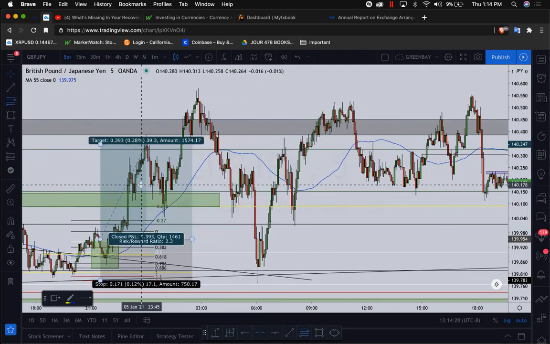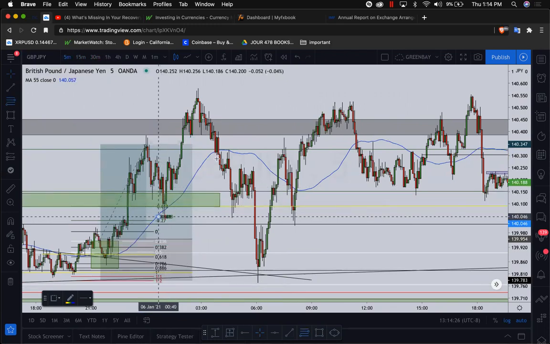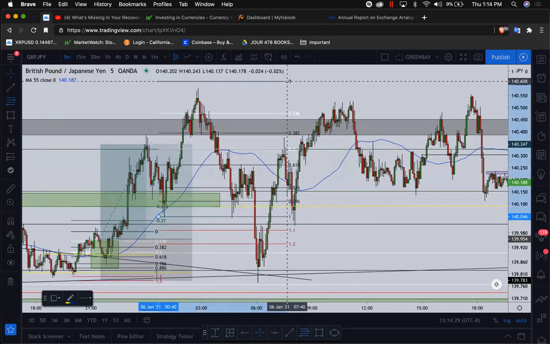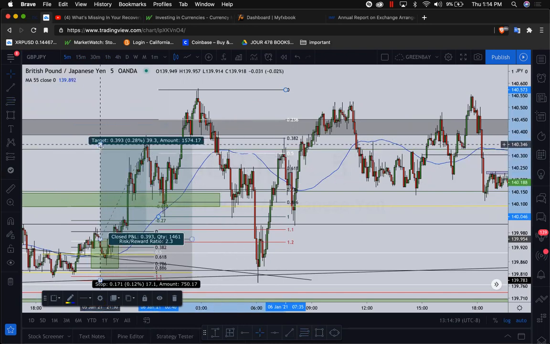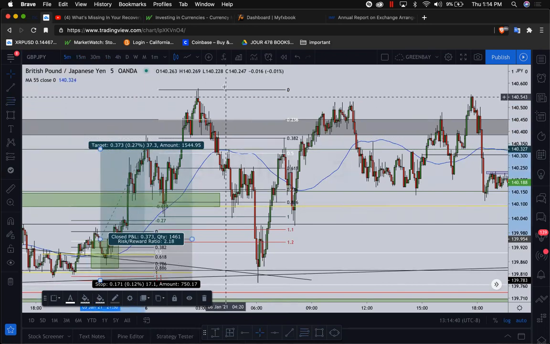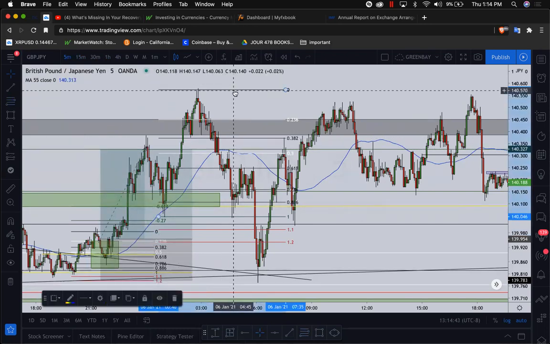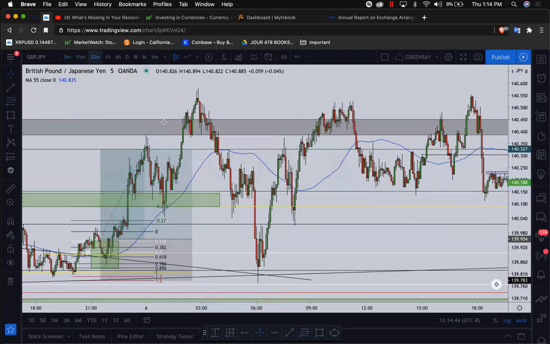I'll honestly say like this, right? It broke through one, tested, then one, two. That would have made me see that it was actually broken, just to get out in profit. And then it came back down to our entries again, like I said.